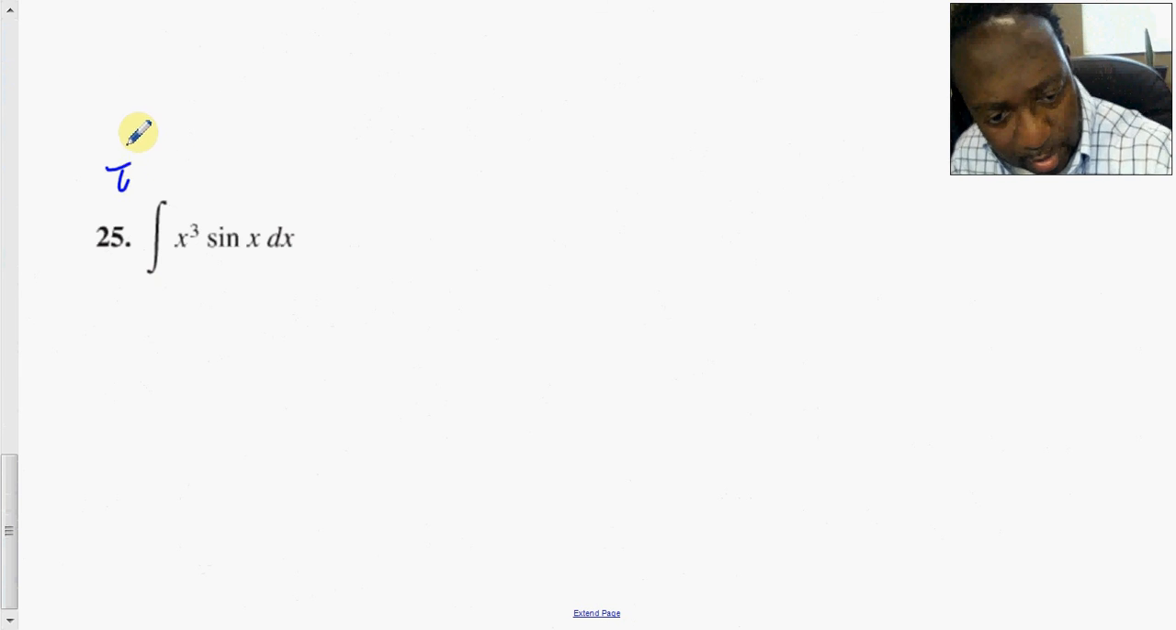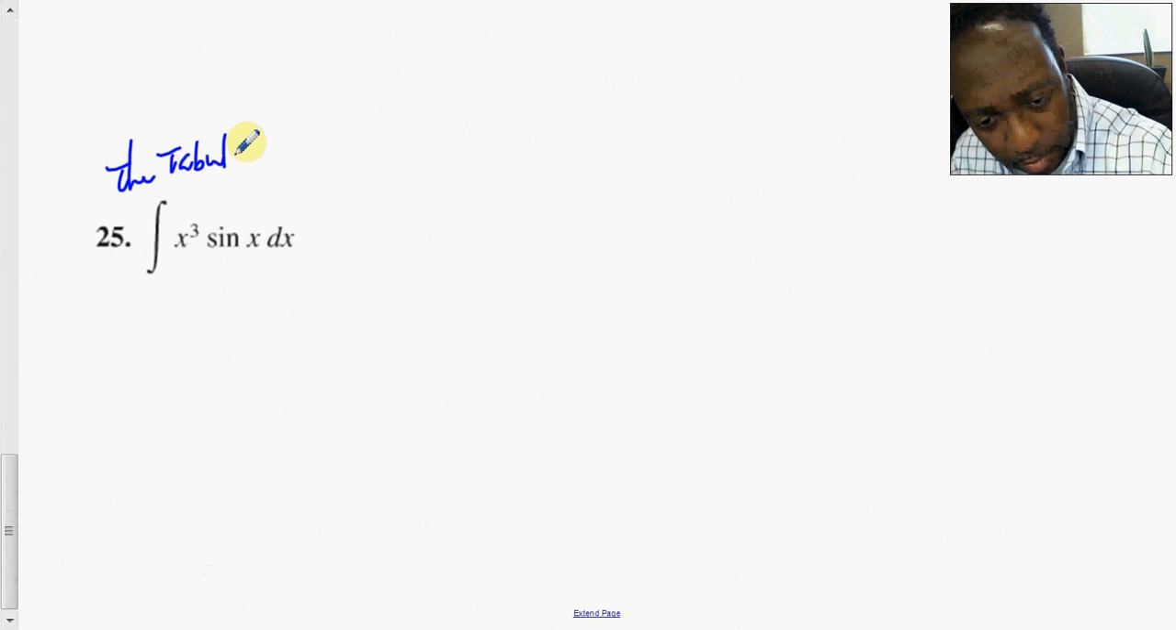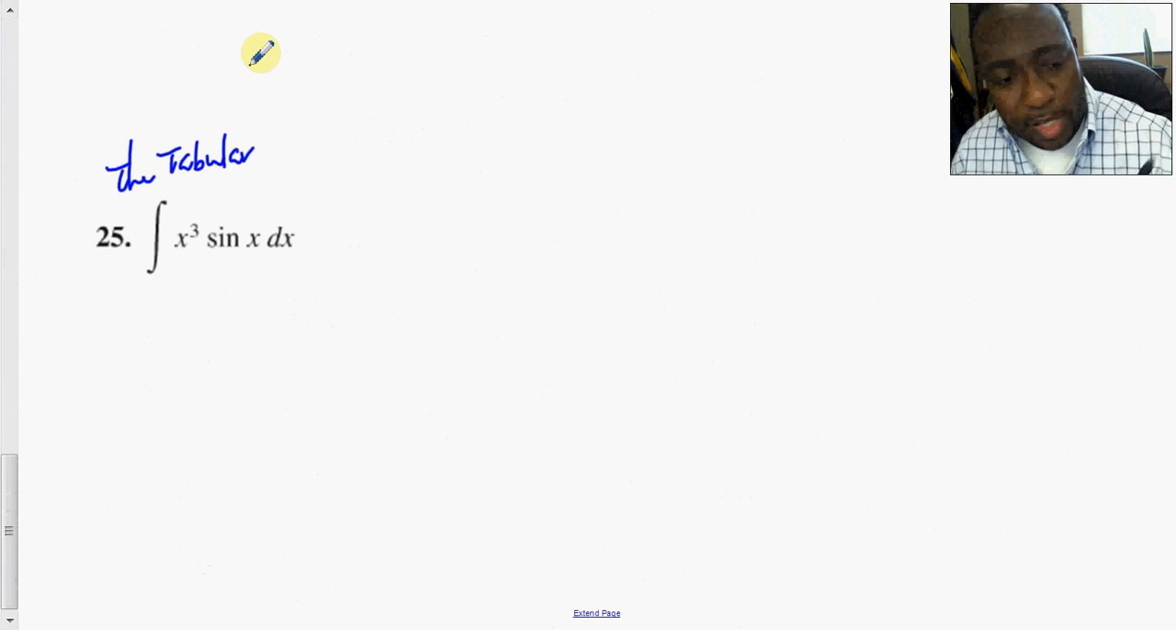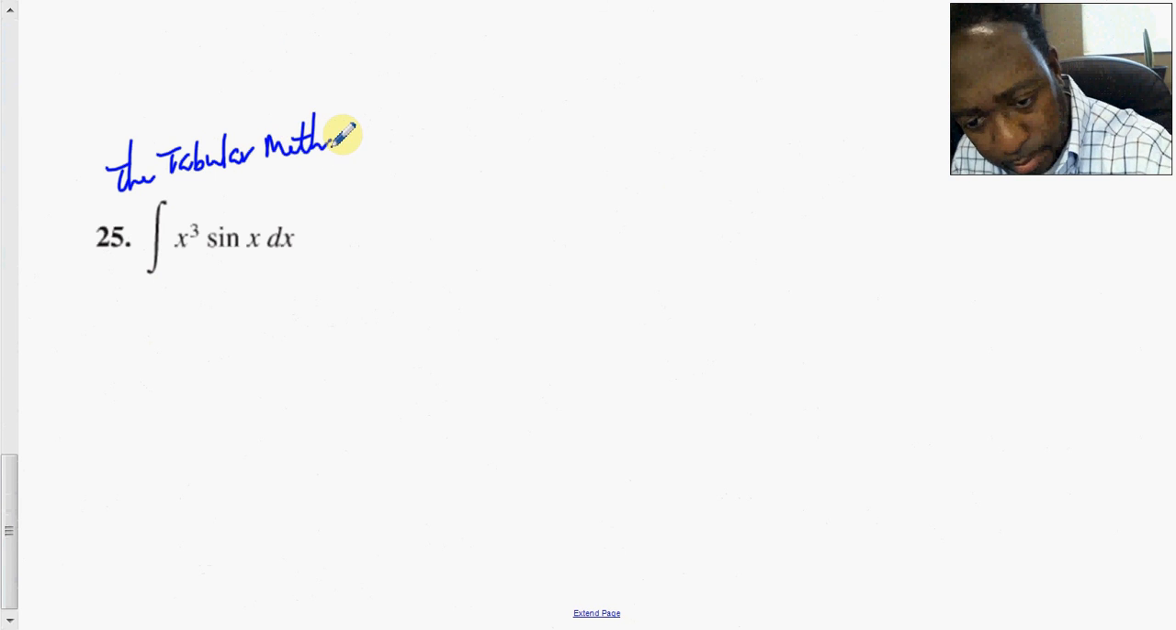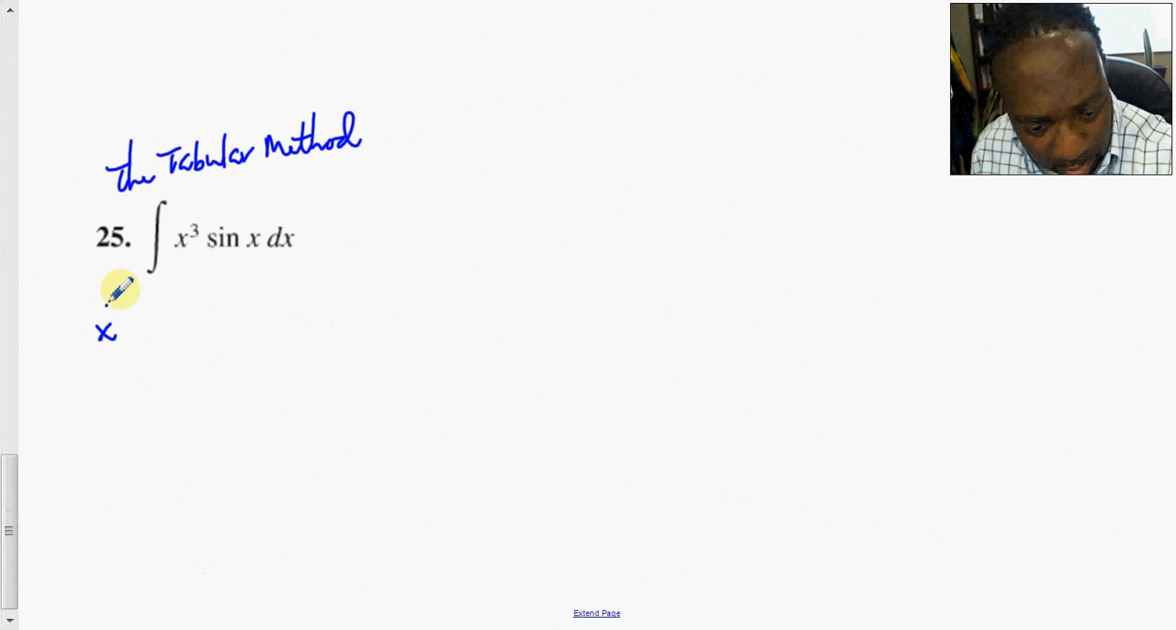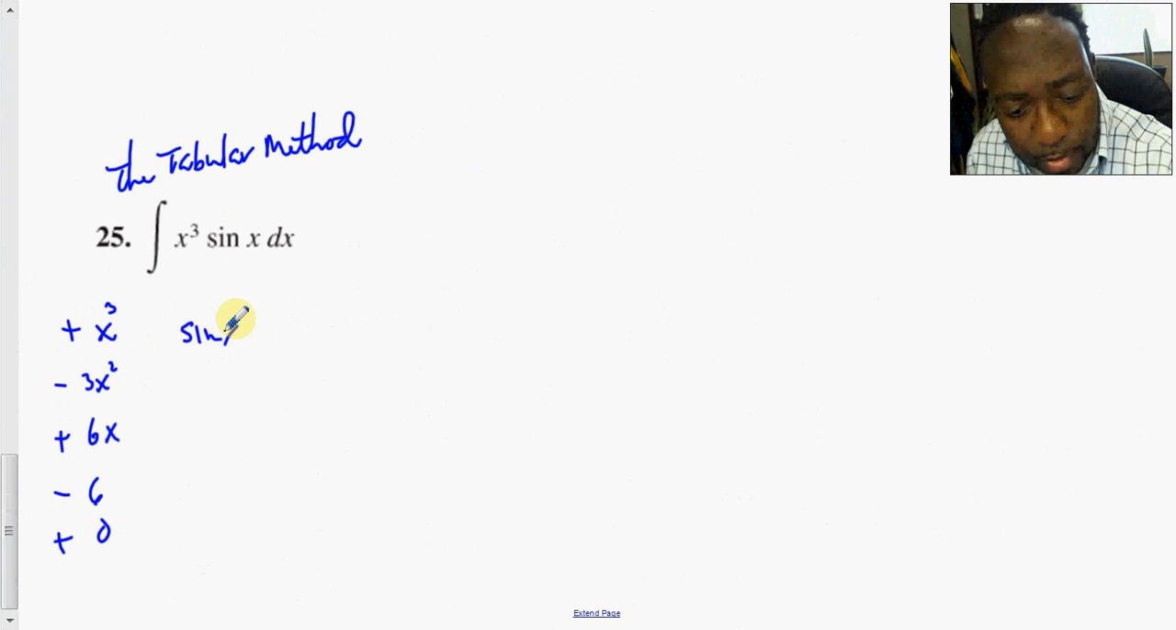Here we'll use the tabular method. You see that x to the third? Now, anytime we say we're using the tabular method, that is integration by parts, just the shortcut. So right here, x to the third, 3x squared, 6x, 6 and 0, alternate the signs. Write the first term there, sine x. Its integral is negative cosine x. The integral of negative cosine x is negative sine x.